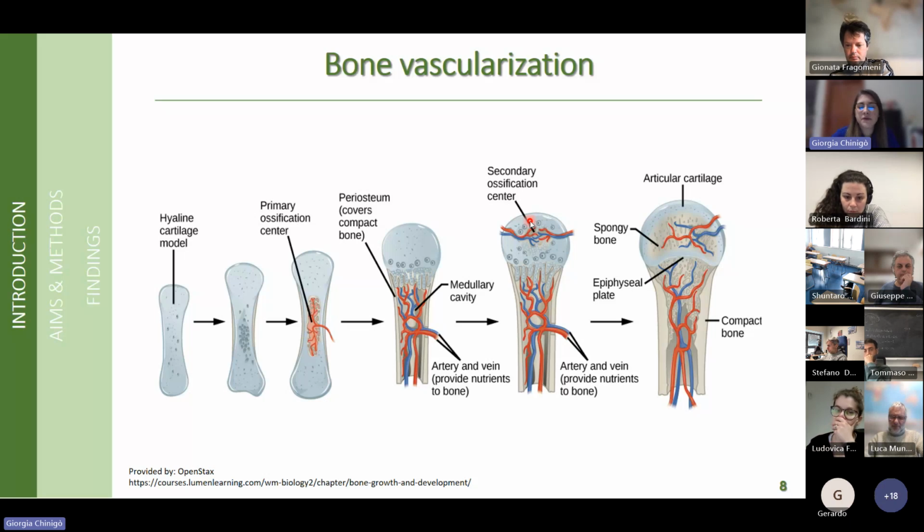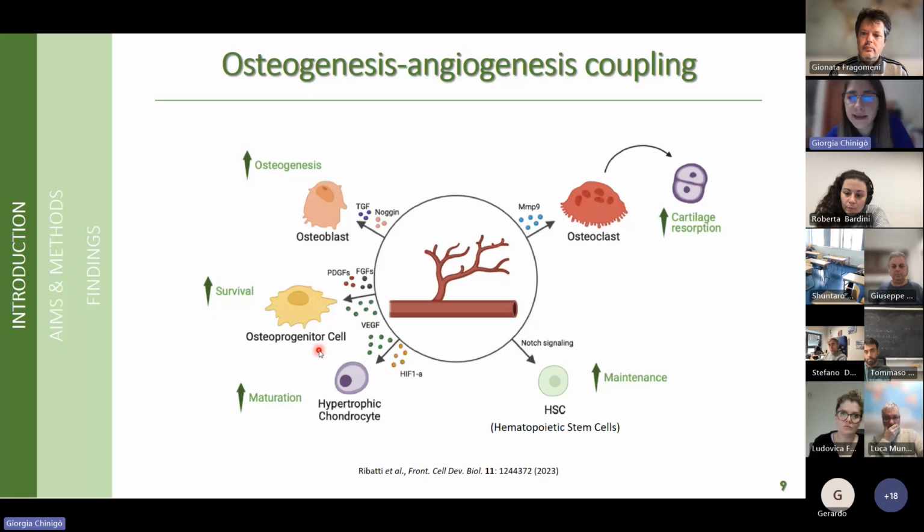angiogenesis, that is, as I said before, the formation of new blood vessels, precedes osteogenesis, as you can see there, and determines its efficiency. In this regard, not surprisingly, it has been shown that genetic models with bone defects are also associated with defective vasculature, thus supporting the central role of bone vascularization in the context of bone regeneration. But how does vascularization impact osteogenesis?